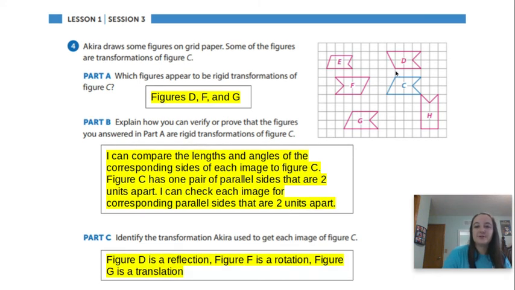So figure D here we can see as a reflection of figure C, so it's flipped. Figure F is a rotation, so they rotated it 180 degrees. And figure G is a translation, so they just slid it down here from figure C.